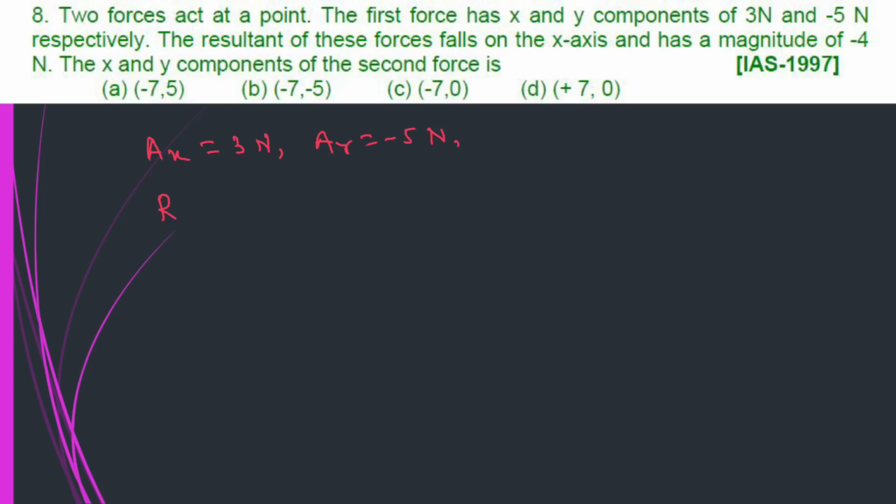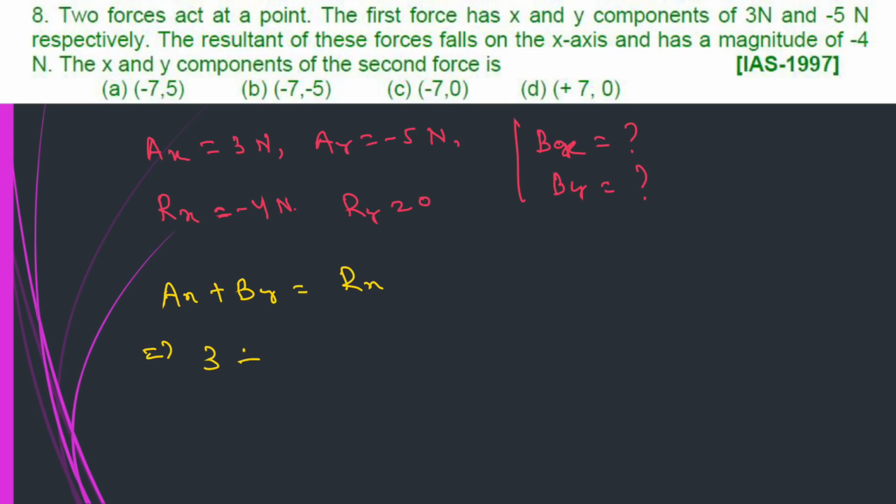X-axis means Ry value will become 0. So Rx is minus 4 Newton. We have to calculate Bx and By. B is the second force, and we have to calculate its x component and y component. So we know Ax plus Bx equals Rx. So from here, Ax is 3, plus Bx equals Rx, which is minus 4 Newton. So Bx equals minus 7 Newton.